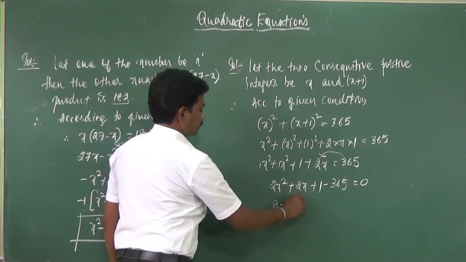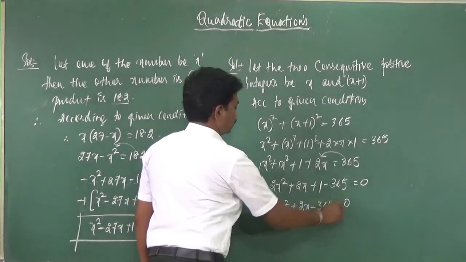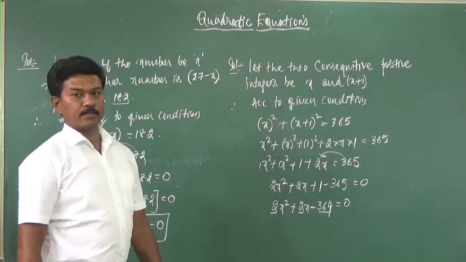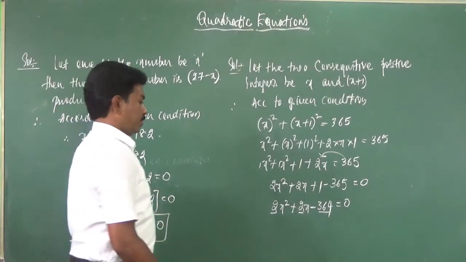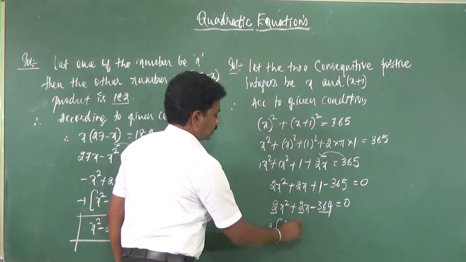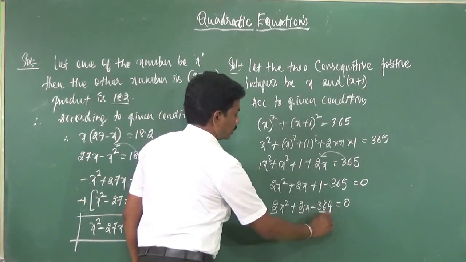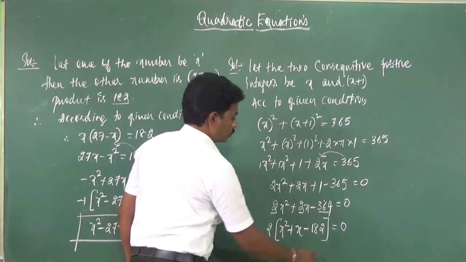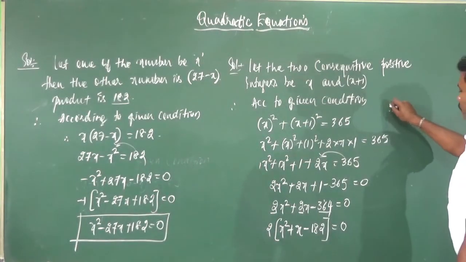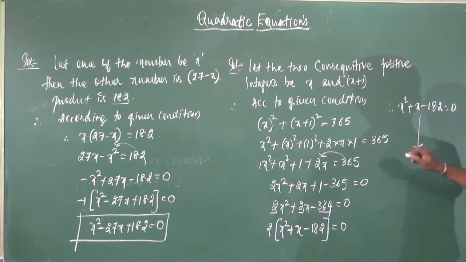So let us simplify. 2x square plus 2x plus 1 minus 365, that is minus 364, is equal to 0. So you have 2 here and 364 here. All three are even numbers, you can take 2 as common. So when you take 2 as common, it gets reduced to x square plus x minus 182, is equal to 0. And this 2 goes to the denominator of 0, and hence it becomes 0 again. So therefore, x square plus x minus 182 is equal to 0 is the required quadratic equation.